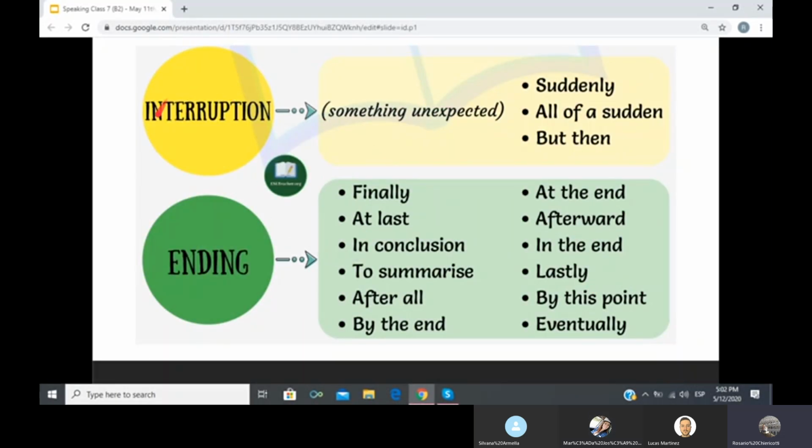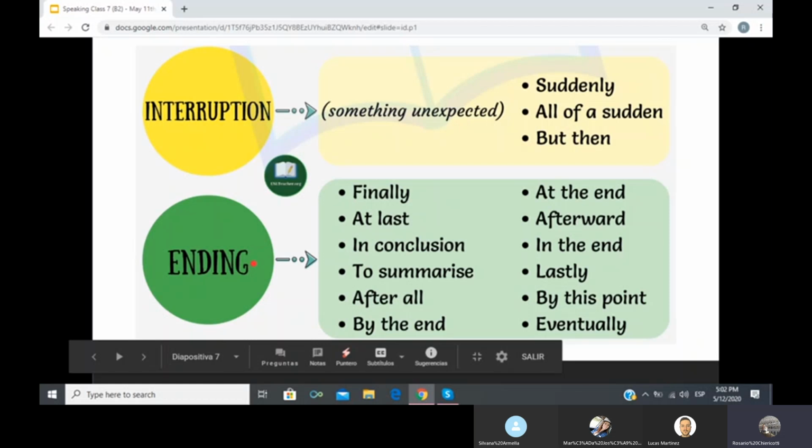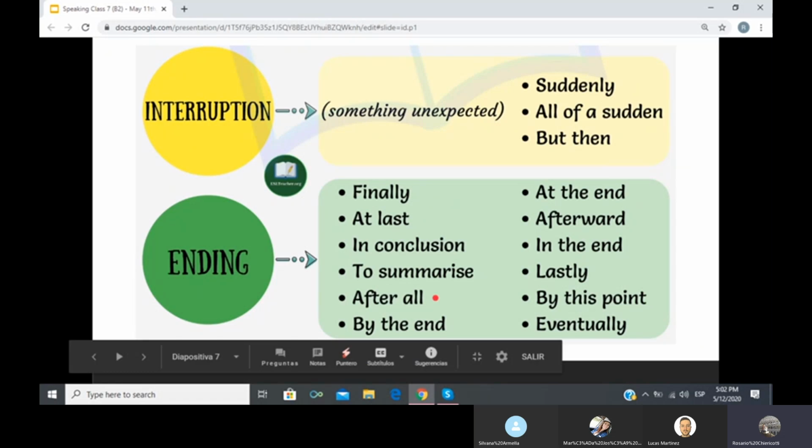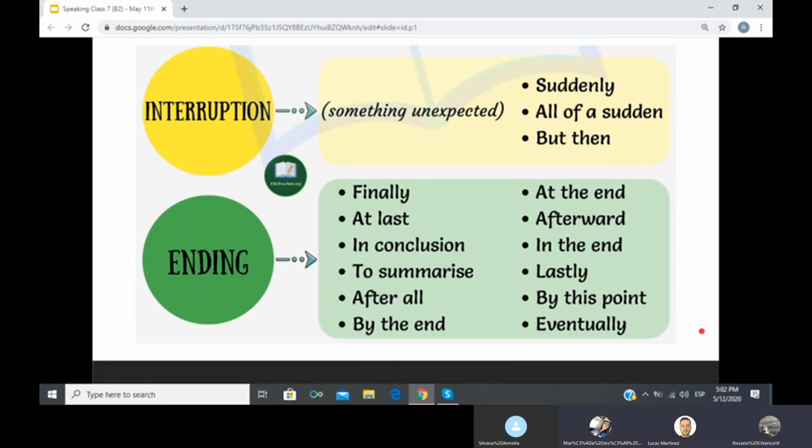And then we have connectors when we want to interrupt an action: suddenly, all of a sudden, but then. And we also have connectors for the ending, to say I'm reaching the end, I'm going to finish soon. What connectors can you use? Who can read, please? Finally, at last, in conclusion, to summarize, after all, by the end, at the end, afterward, in the end, lastly, by this point, eventually. Very good.